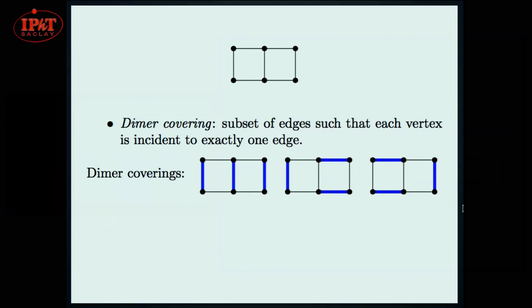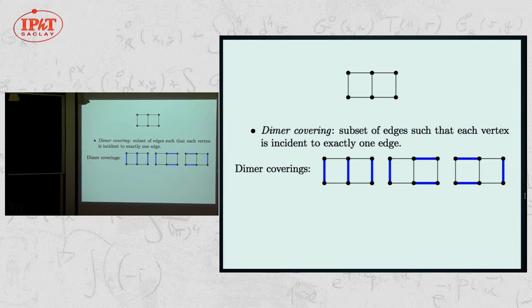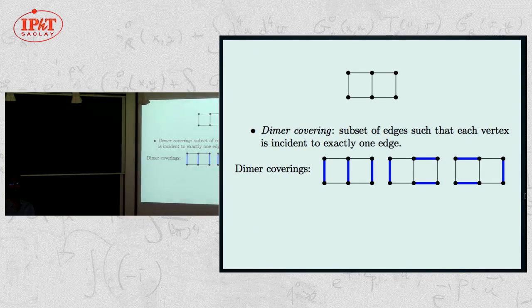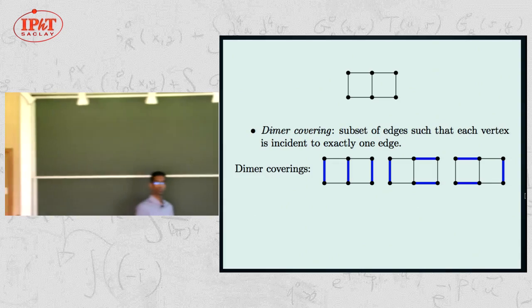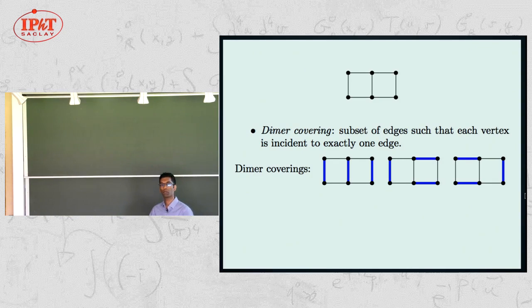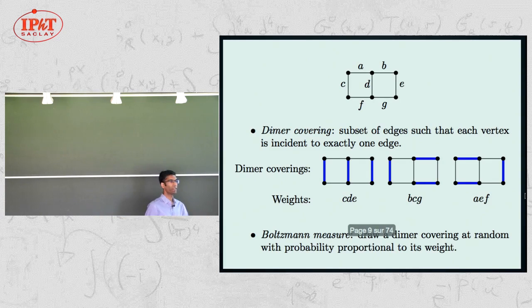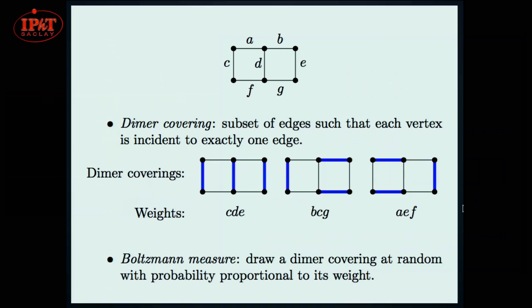And the dimer model consists in putting a probability measure on the set of dimer coverings of a given graph. So one natural probability measure is the uniform probability measure, but actually we are going to consider more general probability measures called Boltzmann measures. And for this, we will extend the setting. We have a graph with edge weights. Each edge carries a positive real number.